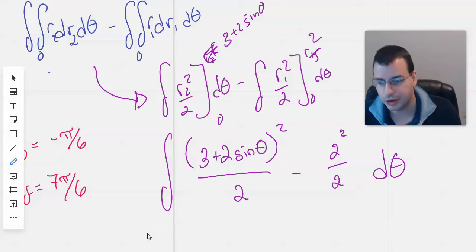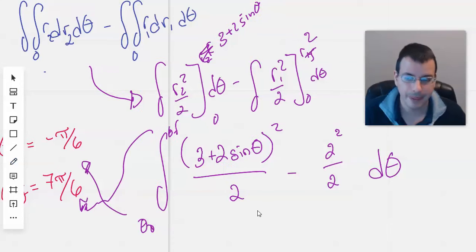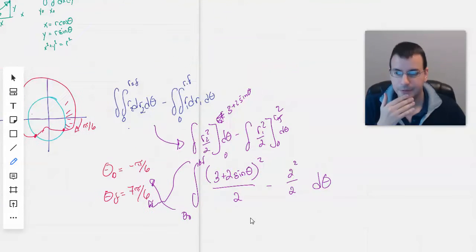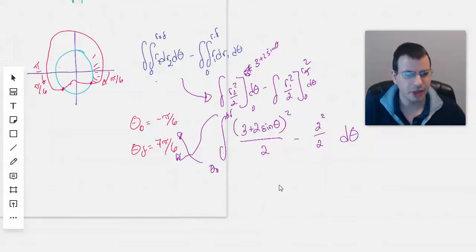And then we'll do from theta initial to theta final, which is just these guys right there. Okay. A little bit messy. Clean things up. No, but I think I'm good for now. Okay.